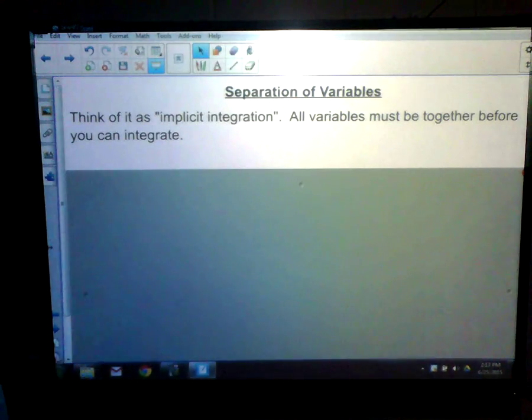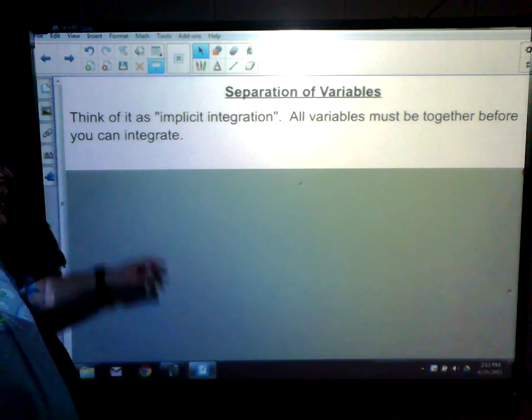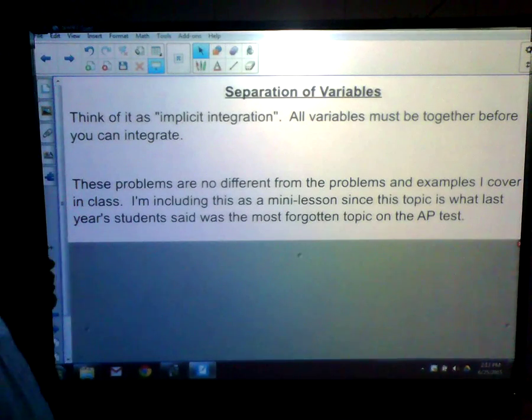Separation of variables. This is like implicit integration. All the variables must be together before you can integrate. They're all x's and y's mixed together. These problems are no different from the problems and examples I'm going to cover in class.